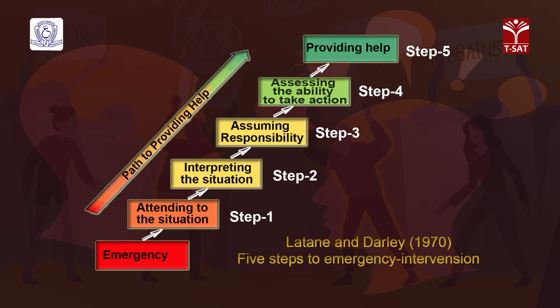The following are the steps towards prosocial behavior. First is attending to the situation, or noticing that something is happening. Second is interpreting that particular situation. Third is assuming responsibility. Fourth is assessing the ability to take action. And the final step is deciding whether to act. So it is like a ladder, as you can see in the picture. Let's go deep into each step.